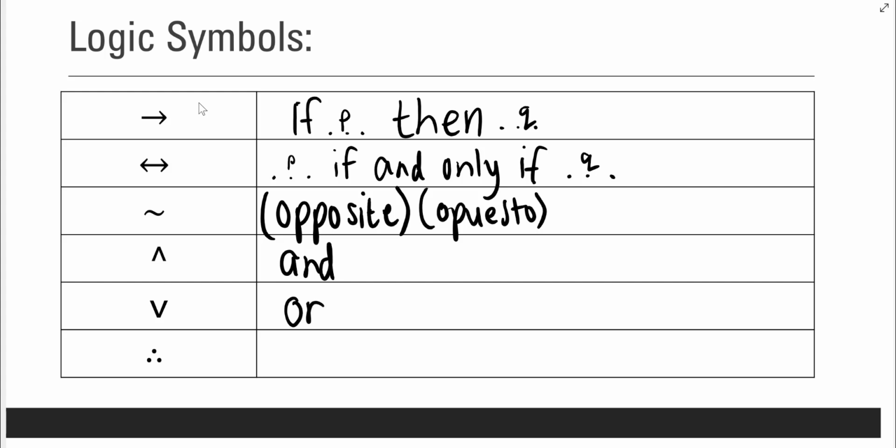And then the last symbol means therefore.